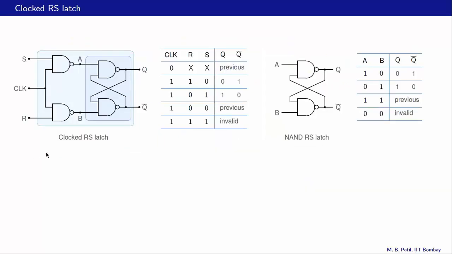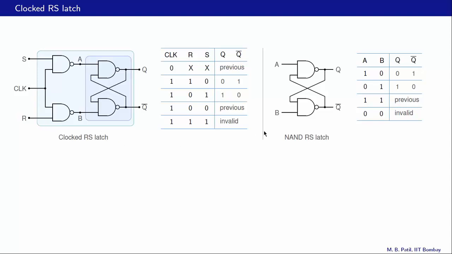Let us now look at a clocked RS latch. So it has this additional clock input apart from S and R inputs, and it has got this block which is already familiar to us. It's reproduced over here. That is the NAND latch. And what we will do is call these inputs A and B, because S and R would be reserved for these inputs here in the clocked latch.